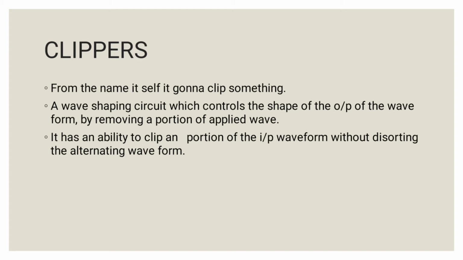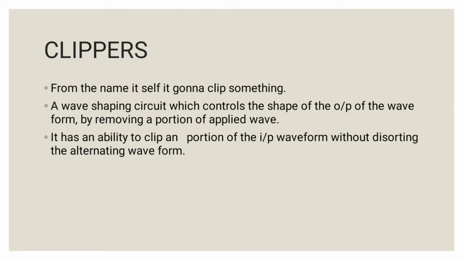If you want to clip the positive portion of the applied sine wave, it is called a positive clipper, or if you want to clip the negative portion of the applied input sine wave, it's called a negative clipper. It is a wave shaping circuit which controls the shape of the output wave by removing a portion of the applied wave. It has the ability to clip a portion of the input waveform without distorting.